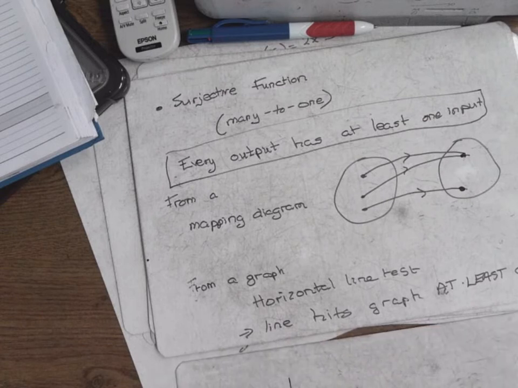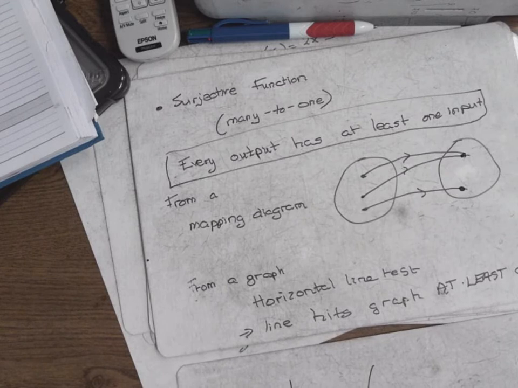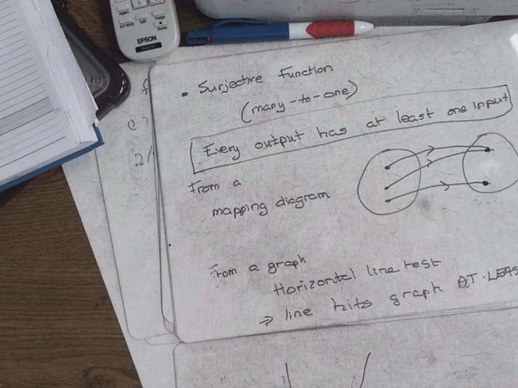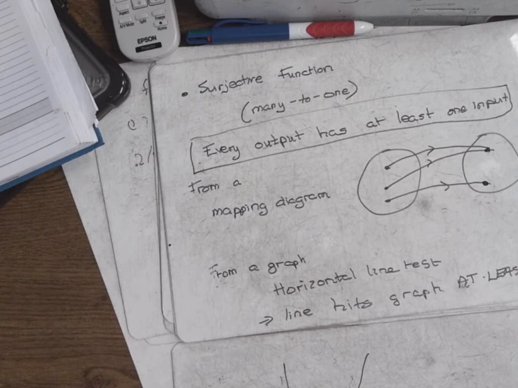Right, from a graph, it hits it at least once. So for example, here's a... right, are we good? No.